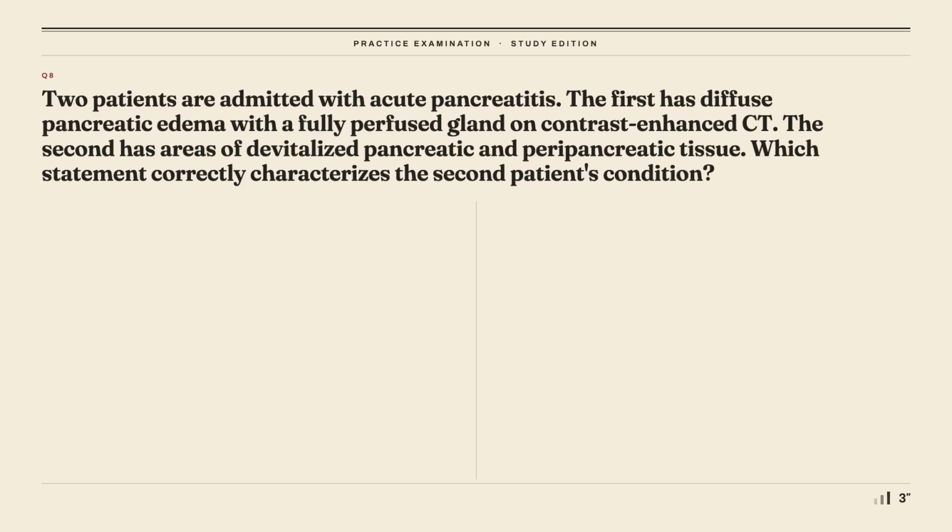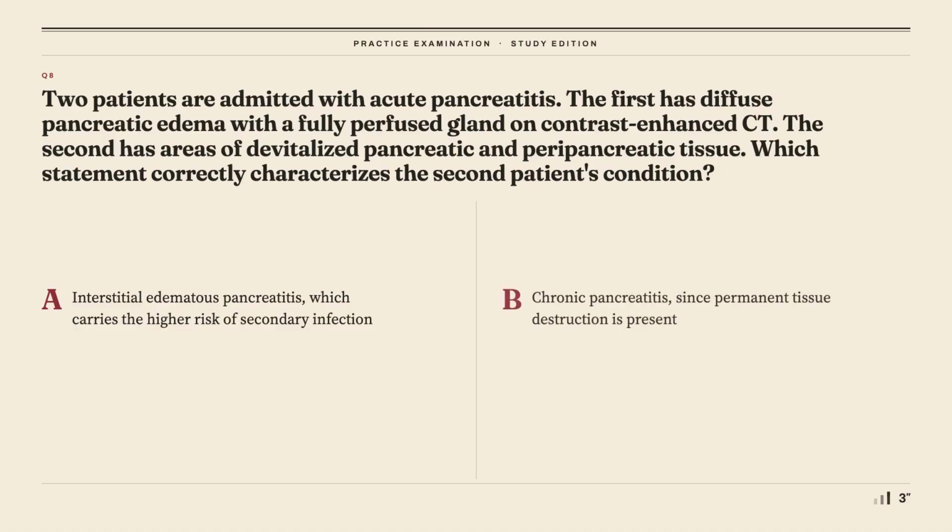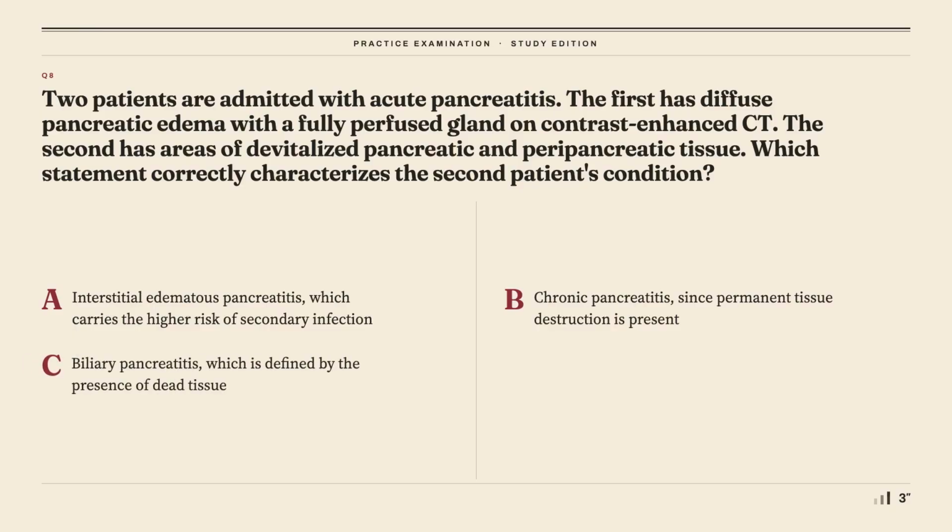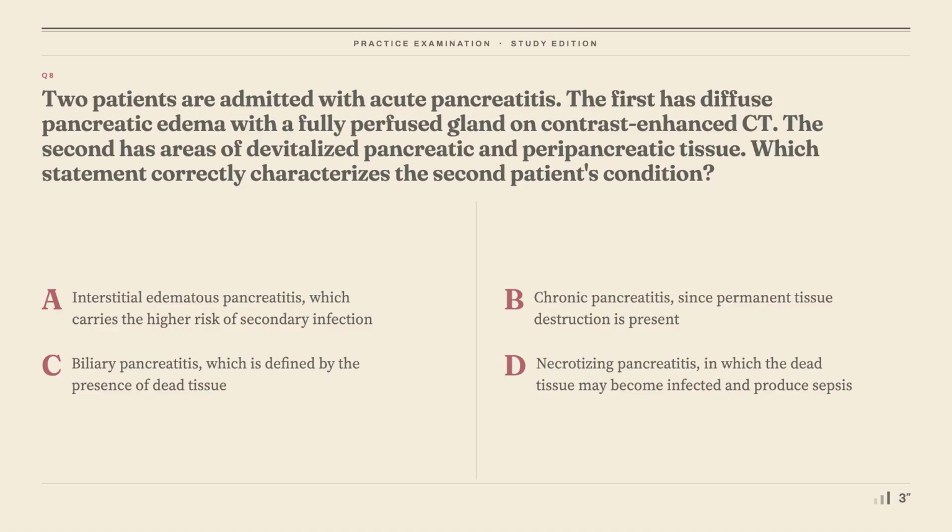Your options are A. Interstitial edematous pancreatitis, which carries the higher risk of secondary infection. B. Chronic pancreatitis, since permanent tissue destruction is present. C. Biliary pancreatitis, which is defined by the presence of dead tissue. D. Necrotizing pancreatitis, in which the dead tissue may become infected and produce sepsis. Got a guess? Lock it in.